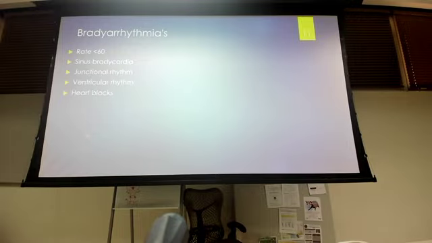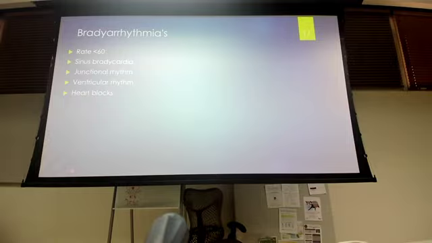Okay, it could be something like a junctional rhythm. Remember, if for some reason the AV node doesn't fire, then there are fail-safe mechanisms in place in the heart to start taking over that pacemaker responsibility. So junctional could be ventricular, or we could have different types of heart blocks.